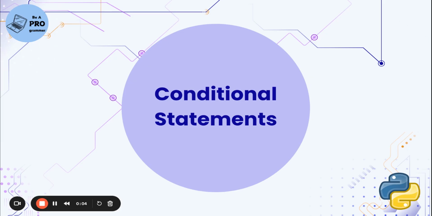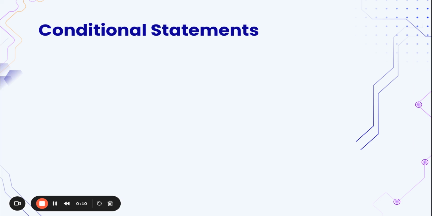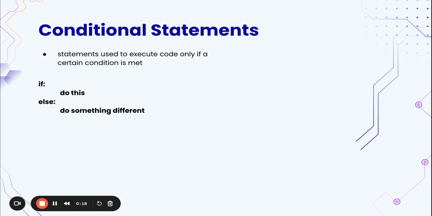Hello everyone. In this video, we will discuss conditional statements in Python. What are conditional statements? Conditional statements are statements used to execute code only if a certain condition is met. So for example, if do this, else do something different. And the bolded text is known as pseudocode, our fake code.